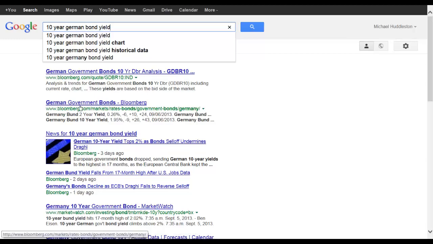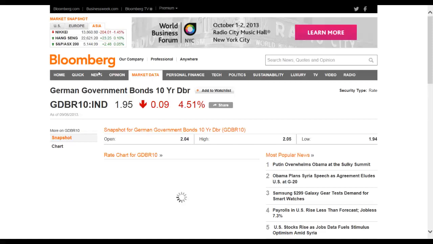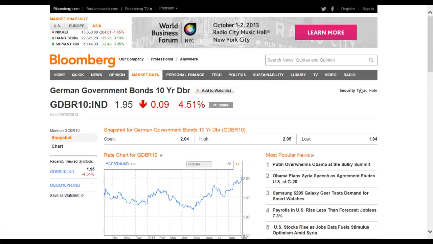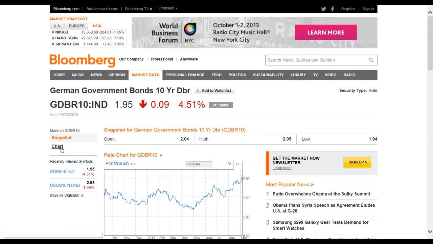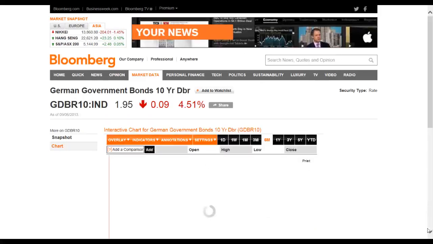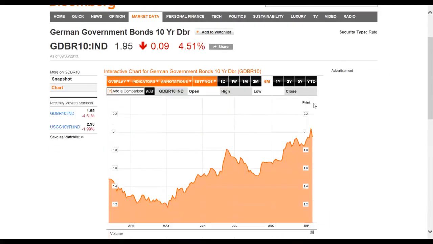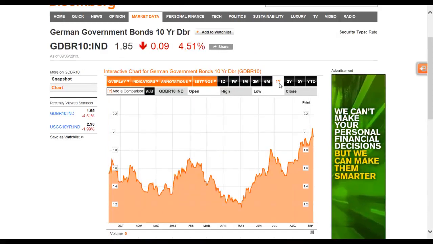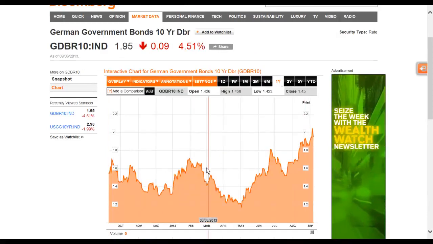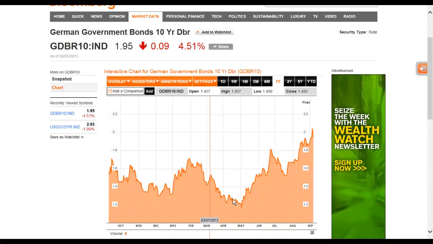Sorry. German government bonds, and then here it is right here. When you see GDBR 10, that's the one we're looking for. All I'm doing is opening that up so that I can cut and paste the symbol. If you want to have an individual chart like this, obviously you can do that. You can see now we have this chart, which is showing the 10-year rate of the German bond yield.